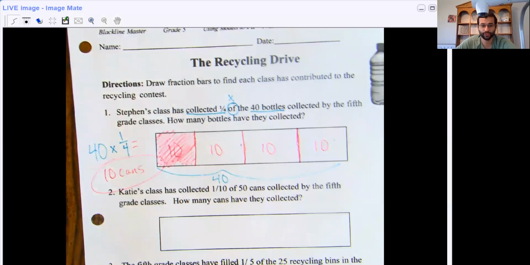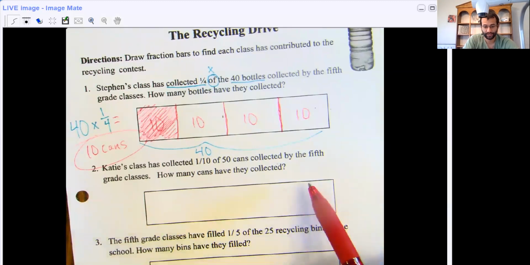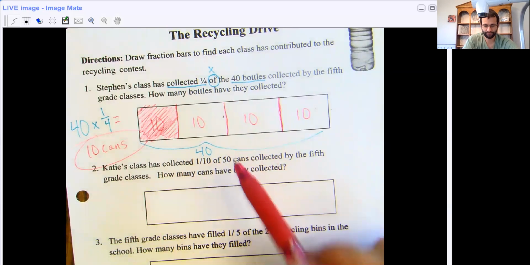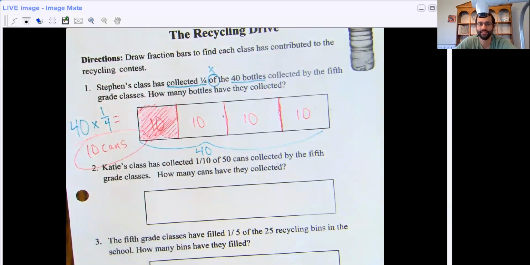So look at question 2 and see if you can figure out, instead of this whole thing now being 40, it's now going to be 50. And I have to break that into 10 equal pieces to figure out what number goes in each of my boxes. So go ahead and do 2 and 3 with your class, and then you will do page 7.